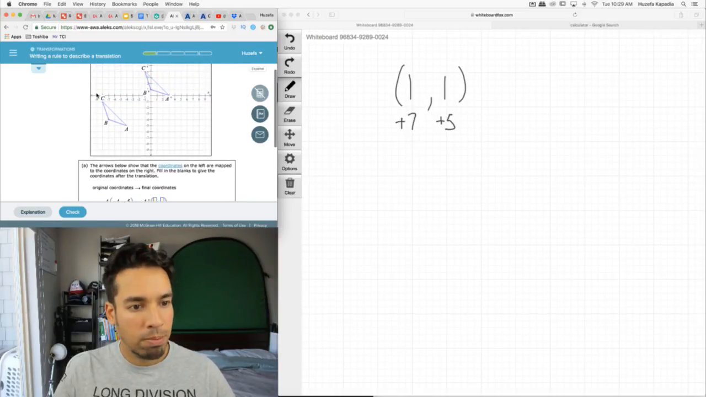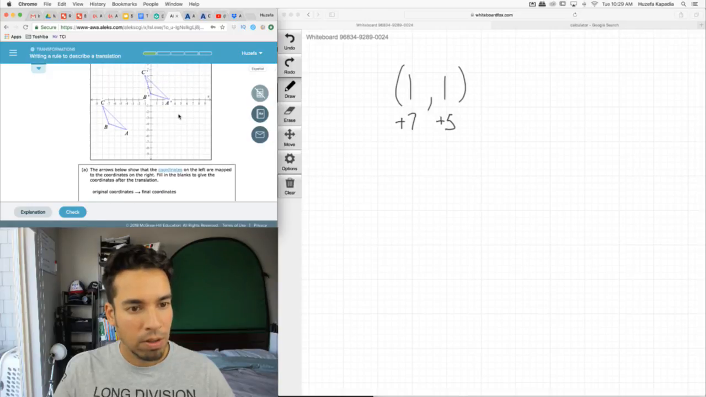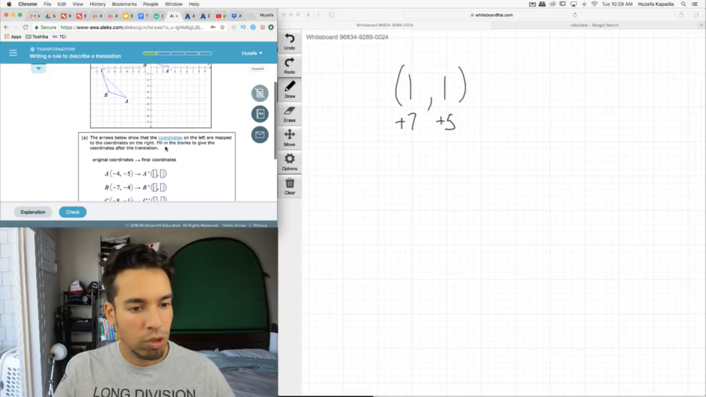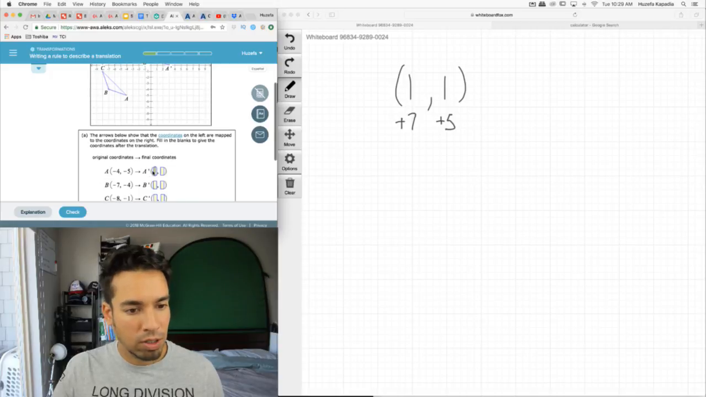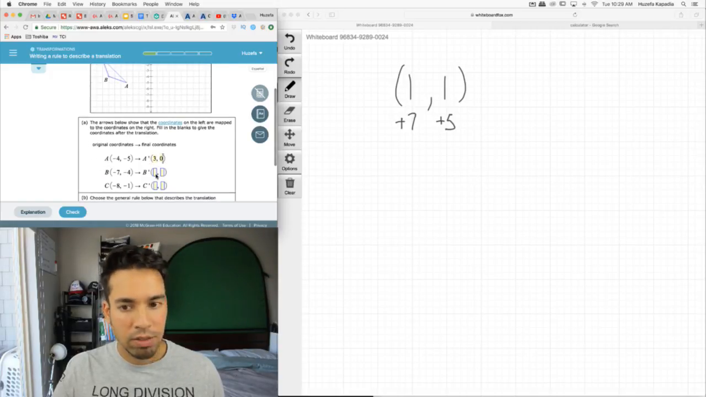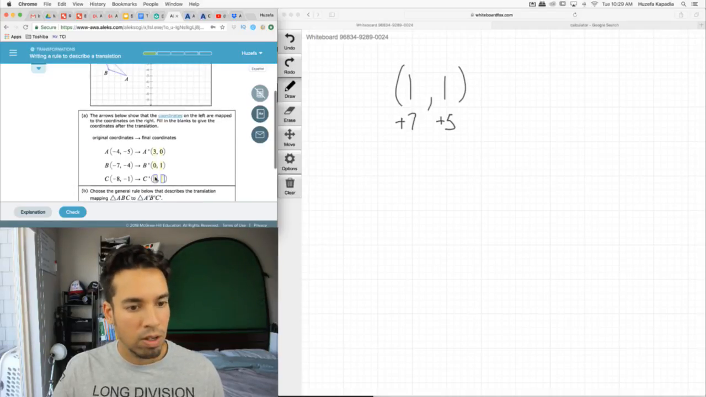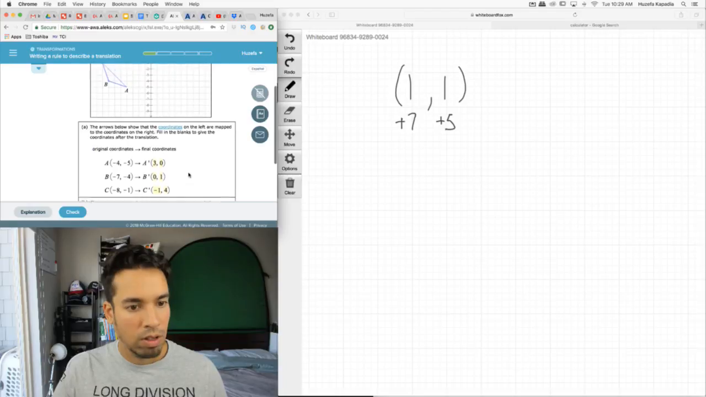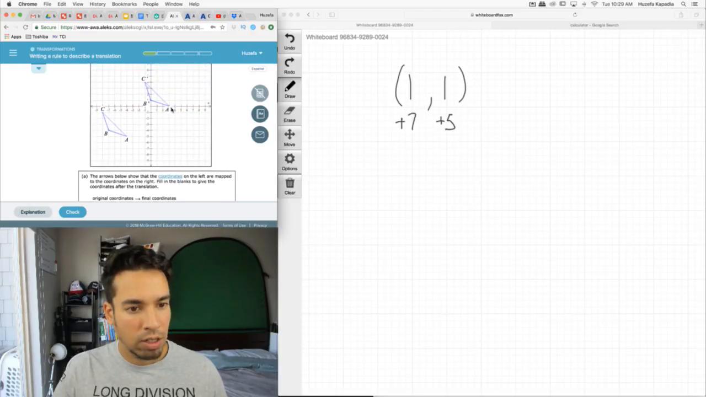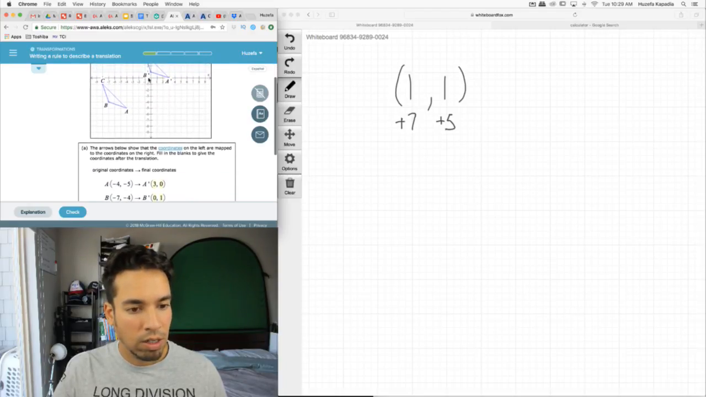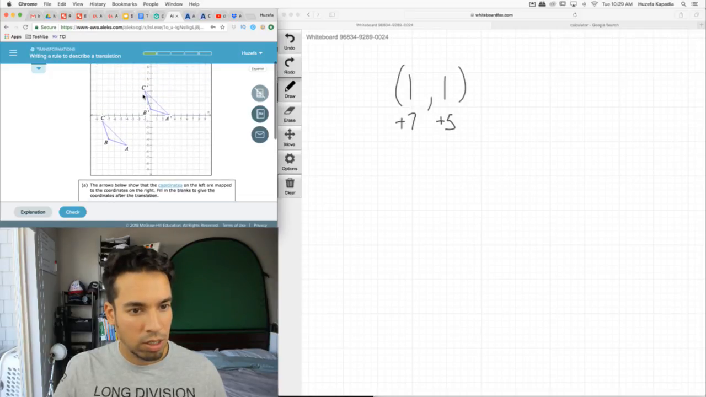We can actually plot out the points if you want, but I kind of like just applying the rules. So -4 plus 7 is 3. -5 plus 5 is 0. -7 plus 7 is 0. -4 plus 5 is 1. -8 plus 7 is -1. -1 plus 5 is 4. And we can verify this really quickly. So A is (3, 0), like we said. B is (0, 1), like we said, and C is (-1, 4).